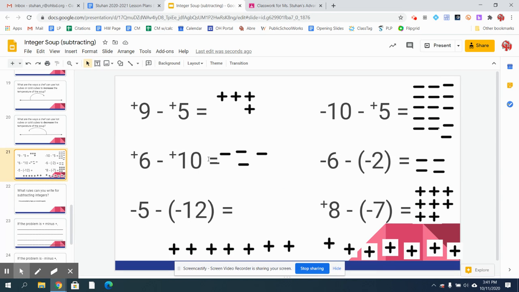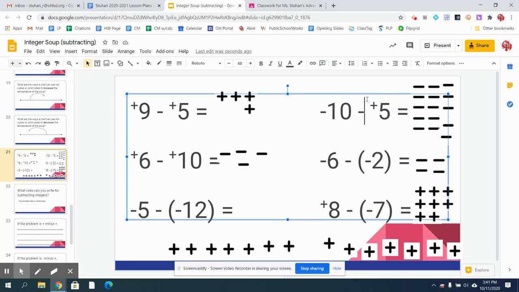If we go back up to the problems that we did in the previous slide, you'll see what I mean. So let's take a look at this one. Remember, we had to add a whole bunch of 0 pairs to this in order to be able to subtract 5 positive or hot cubes. Well, if we had just changed this subtraction sign into an addition sign, and then taken this addition sign or positive sign and changed it to the opposite sign, a negative sign, we would see that we are just going to add the opposite. So negative 10 plus negative 5 is negative 15.